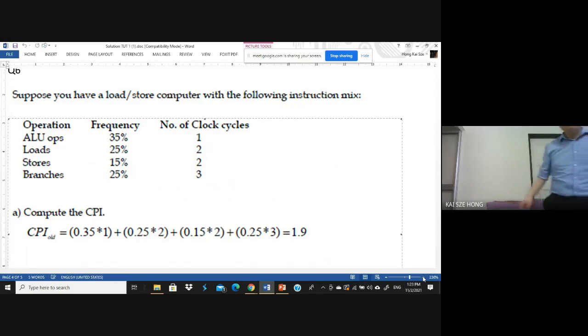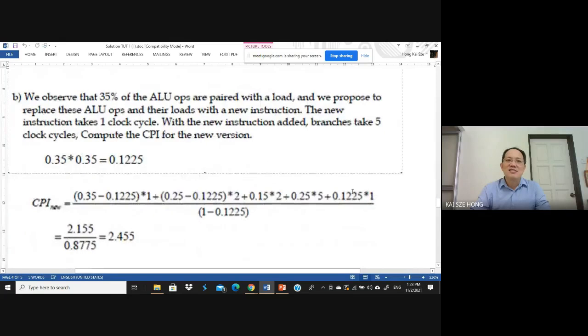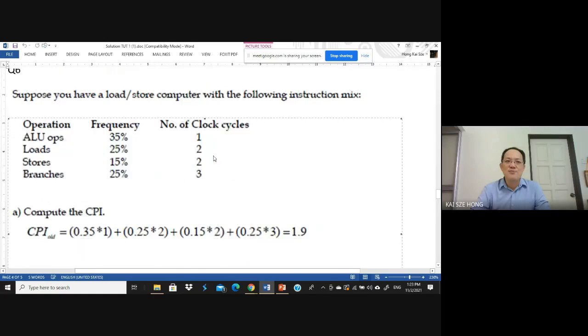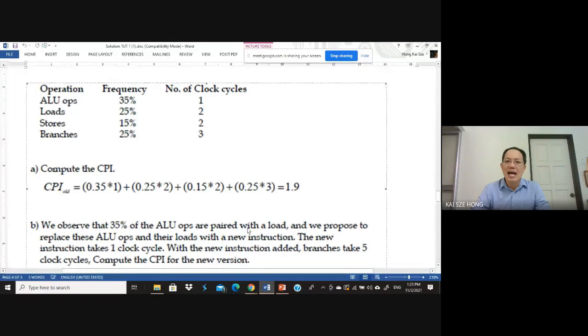Okay, if you have no questions, then we go to the second question. The second question is, from all these operations, we observe that 35% of the ALU ops, so this is the first one, are paired with a load. Meaning that after the add, they will have the load operations. So let's say that 35% of this 35% is paired with a load.